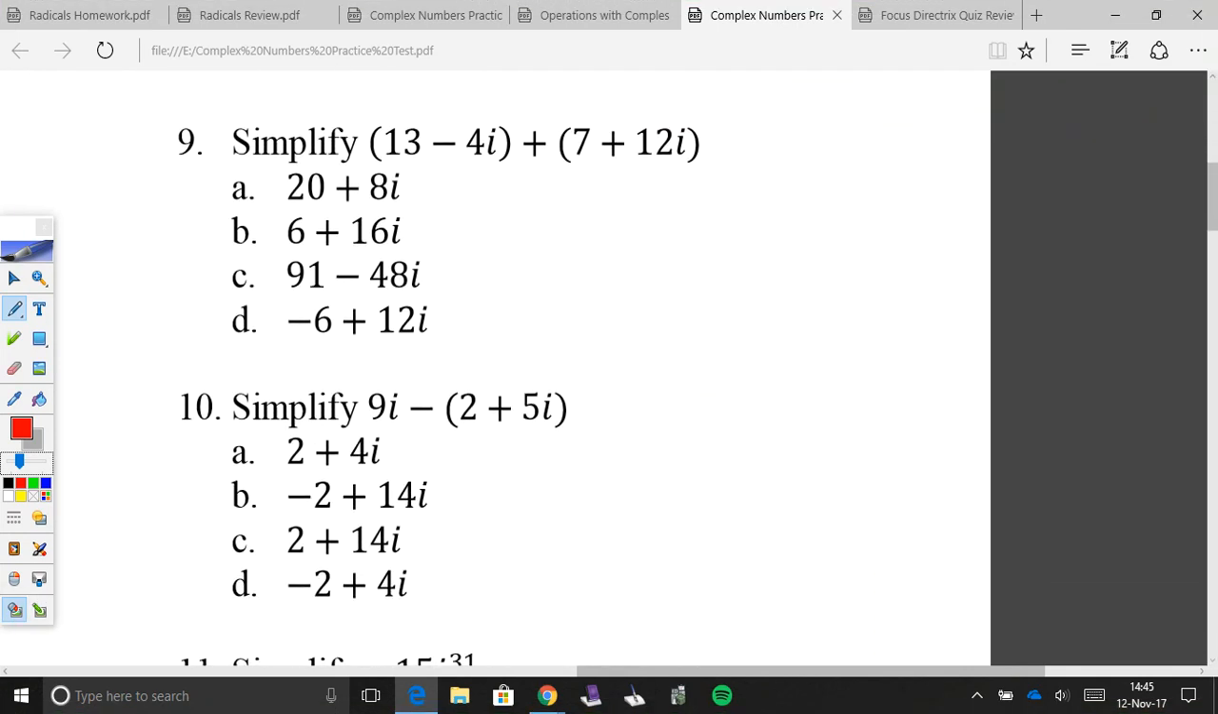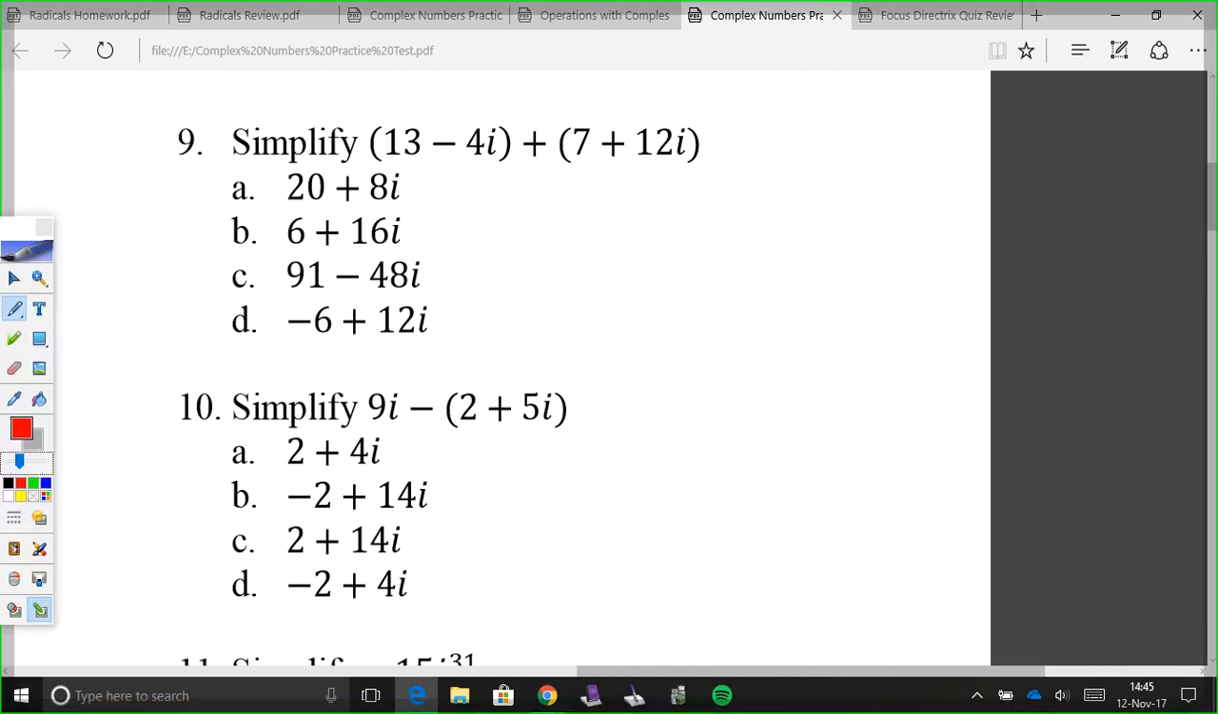All right, number 9, you're simplifying, you're just adding like terms. Since I'm adding here, there's really nothing I have to worry about. I just have to combine like terms. I'm not FOILing or anything because that's when I multiply, but this clearly says adding, so when I'm adding, I'm just putting together like terms. All right, so what are like terms? I have 13 and 7, right? So I'm adding 13 plus 7, which makes 20.